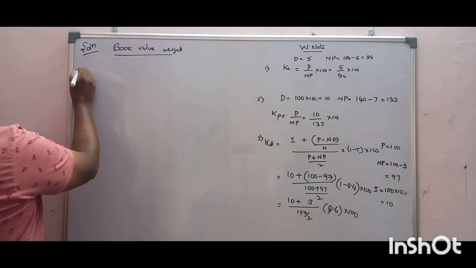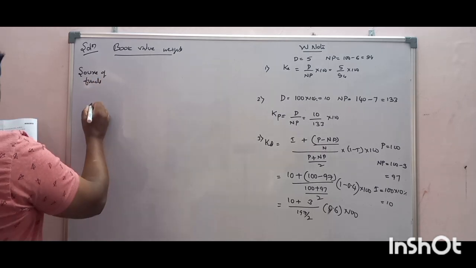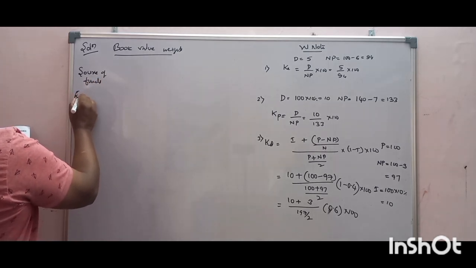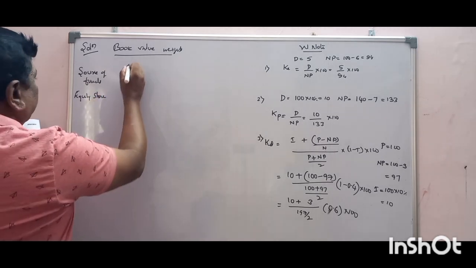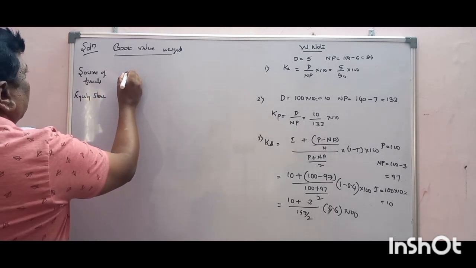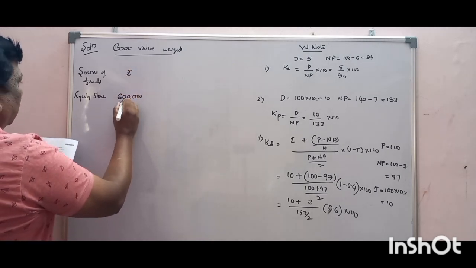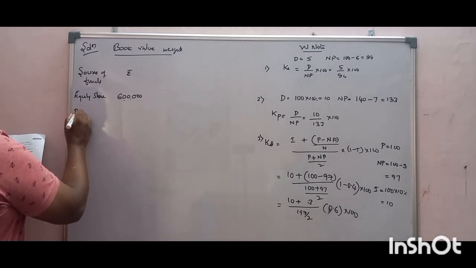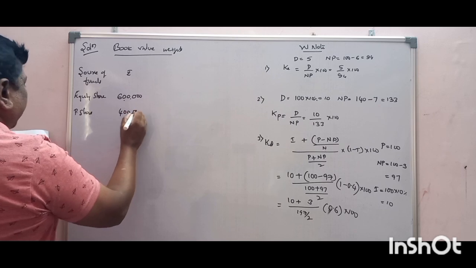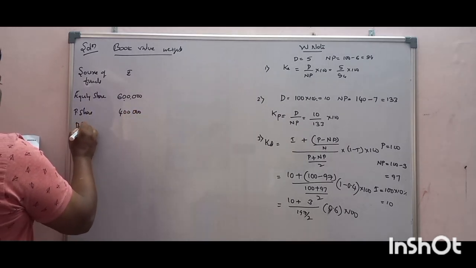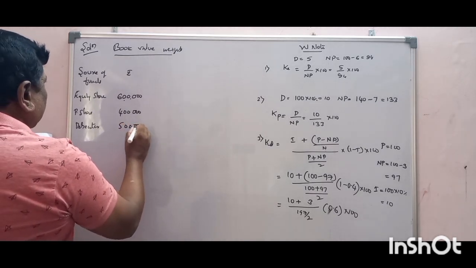So we have sources of funds. Under that, equity share capital. So book value is given. So I am writing book value amount. In the amount column we have 6 lakh. Then preference share capital, 4 lakh. This is book value weights. Now debentures, 5 lakh.